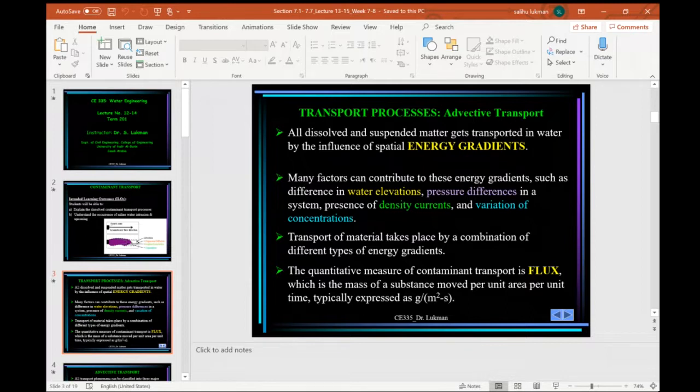The quantitative measure of contaminant transport is flux. Flux is the mass of a substance moved per unit area per unit time, typically expressed as grams per meter squared per second. So when you consider a given cross-sectional area, the mass of the contaminant passing through that cross-sectional area per unit time, per unit area, is the flux.